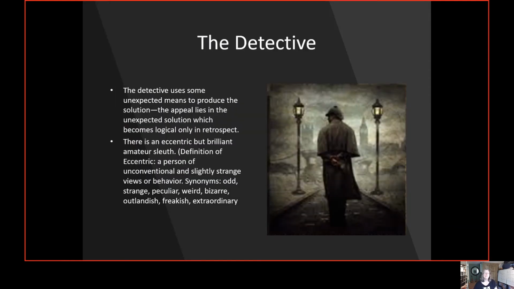So the detective is usually an eccentric detective, but also brilliant. So when we think of the most famous detective, Sherlock Holmes, he wasn't a professional detective in that it wasn't his job. He didn't get paid for it. He was an amateur detective. He didn't work for a police force or a detective agency. He went out and solved crimes because regular people asked him to solve crimes.